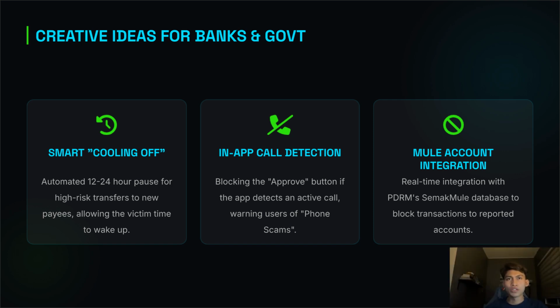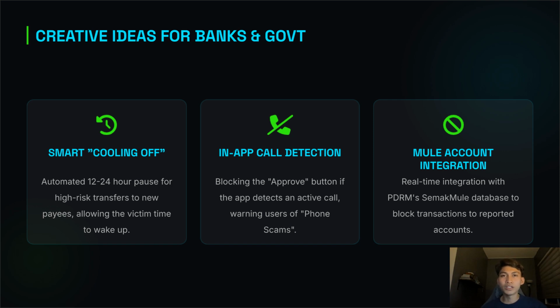So to wrap up our analysis, I want to present 3 creative macro level recommendations for our commercial banking institutions and government regulators. First, let's implement smart cooling off periods. Any transaction flagged as a high risk transfer to a brand new payee should experience a mandatory 12 to 24 hour settlement delay. This gives the victim crucial time to clear their head, talk to family or call the bank, realize it's a scam and safely terminate the hold.